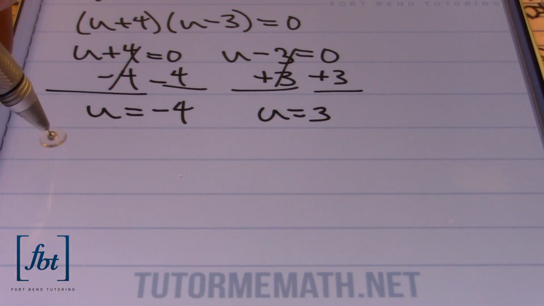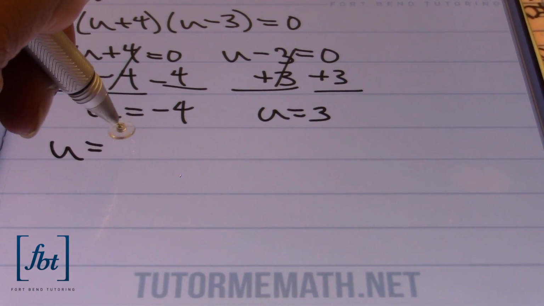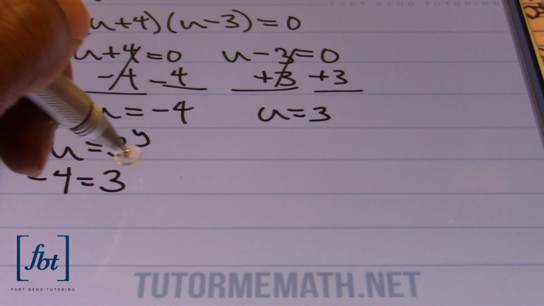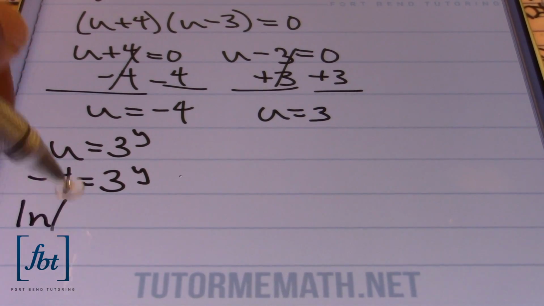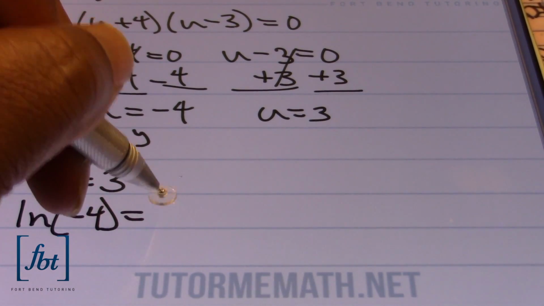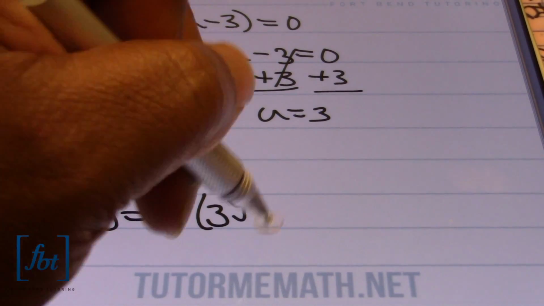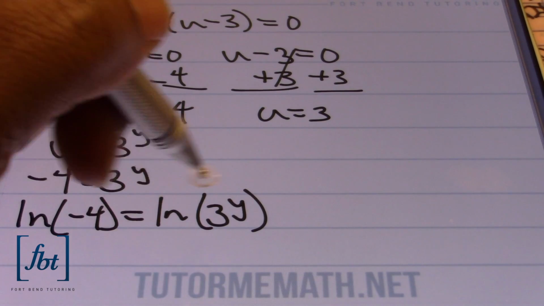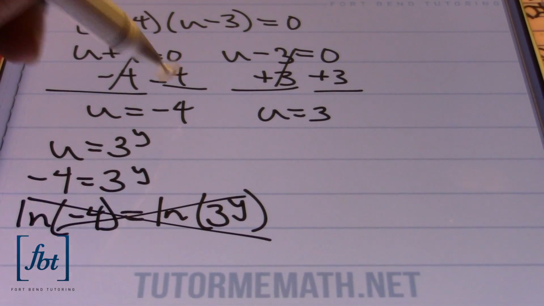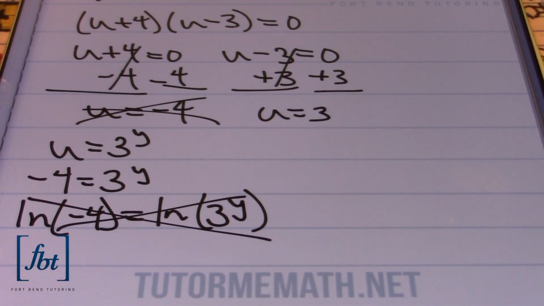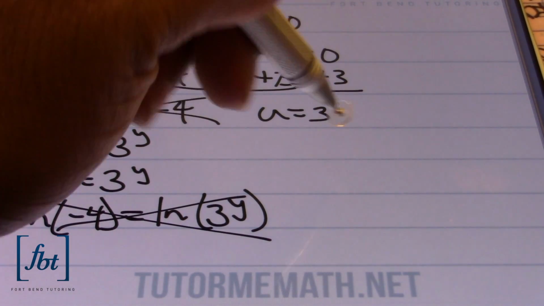In order to solve for y, we know that u is equivalent to 3^y, right? So plugging in those values of u, we'll have -4 = 3^y, and this is not happening. It's not happening because you can't take the log of a negative value. So we're going to calm that down. It's not going to be -4 that we'll be able to plug back in. So this is an extraneous solution. Nope, bye.